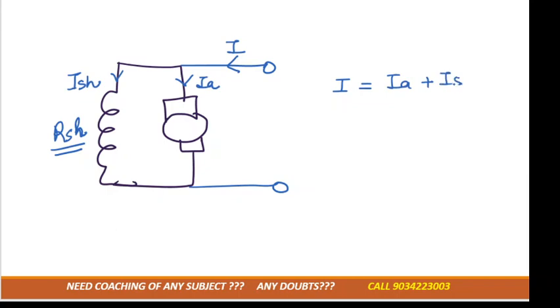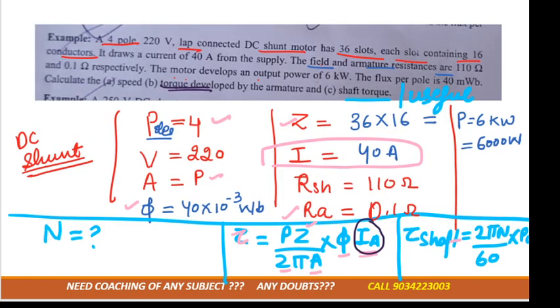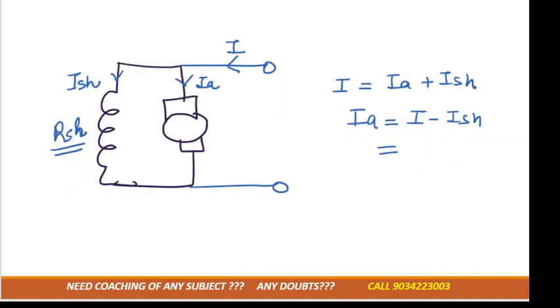So according to this, I would be equal to IA plus ISH, correct. But we want which current? Armature current. Armature current is I minus ISH. The total current I they have mentioned, how much? That is 40 ampere. ISH we don't know, but it is between plus and minus V, right? Now in this shunt winding and this armature winding, are these connected in series or in parallel? Tell me.